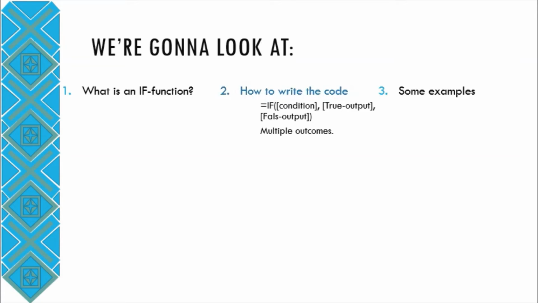If you want to code an if function with more than two, or multiple, outcomes, you need to code an if inside an if, where you would write the false output. I will show you how later on.